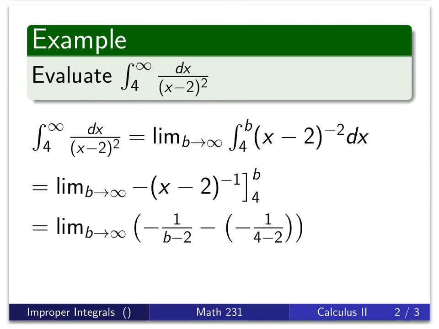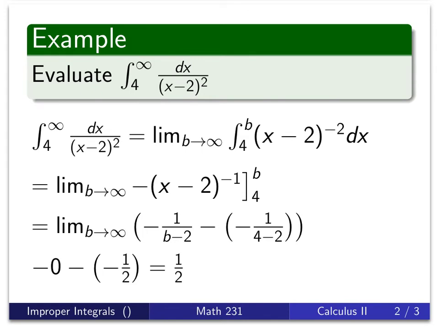Still, we've done nothing with the limit yet. We have negative 1 over (b minus 2) minus the opposite of 1 over (4 minus 2). A little bit of simplification. Now we let b go to infinity. Well, that denominator explodes. Since it explodes, that fraction approaches 0. 1 over (4 minus 2) is still just 1/2. And so we're going to end up with an improper integral whose value is 1/2. When we end up with a numerical answer here, we say that the integral converges.